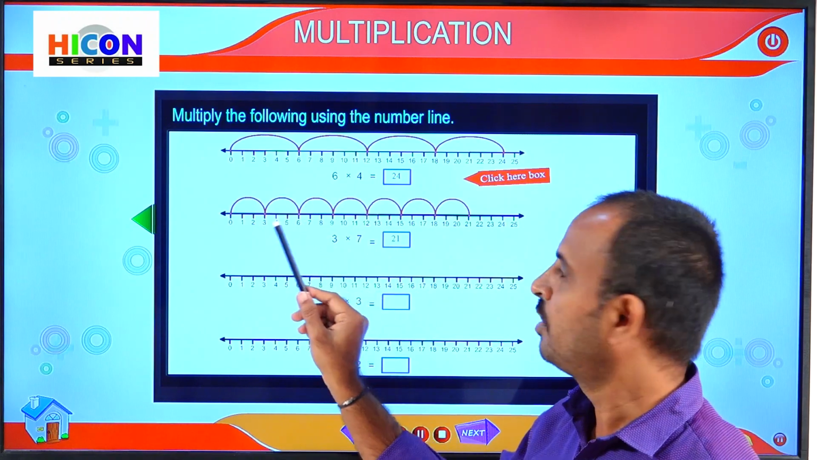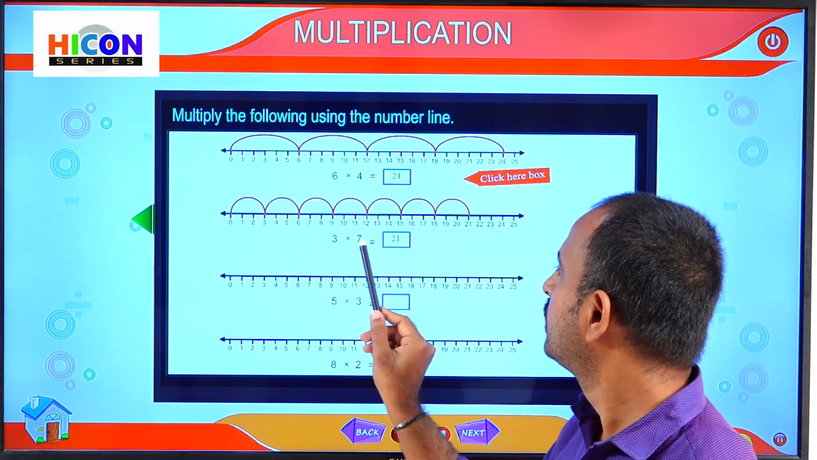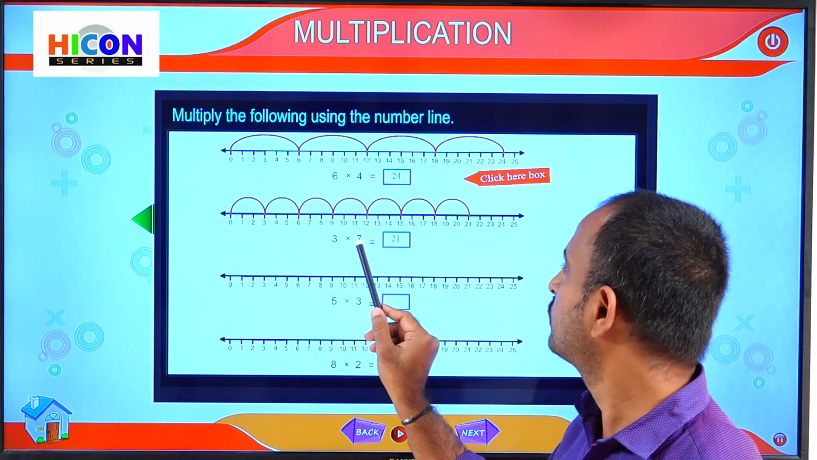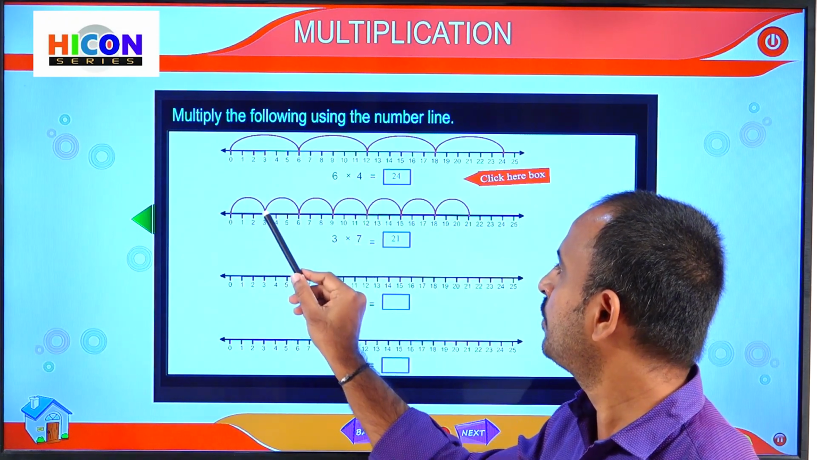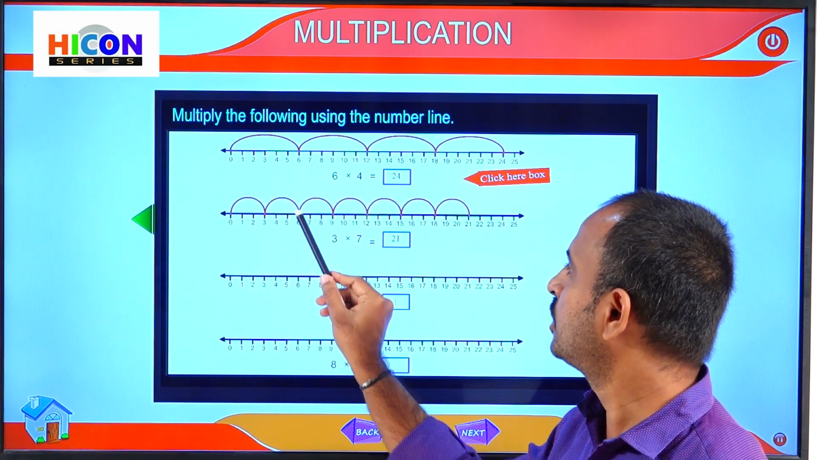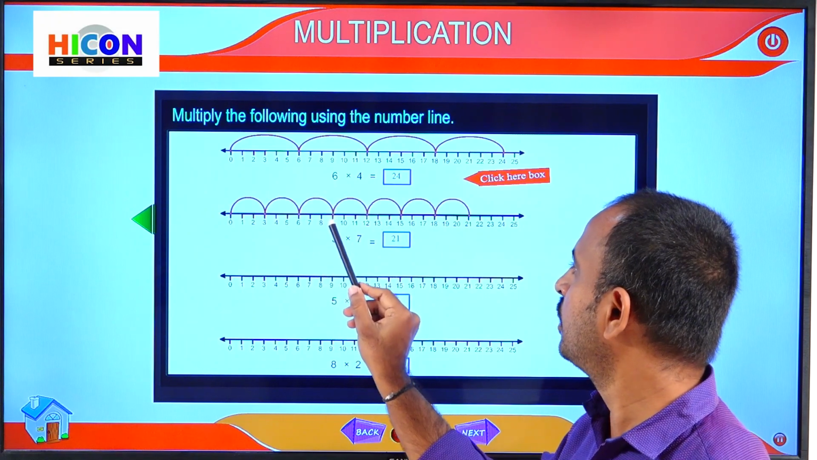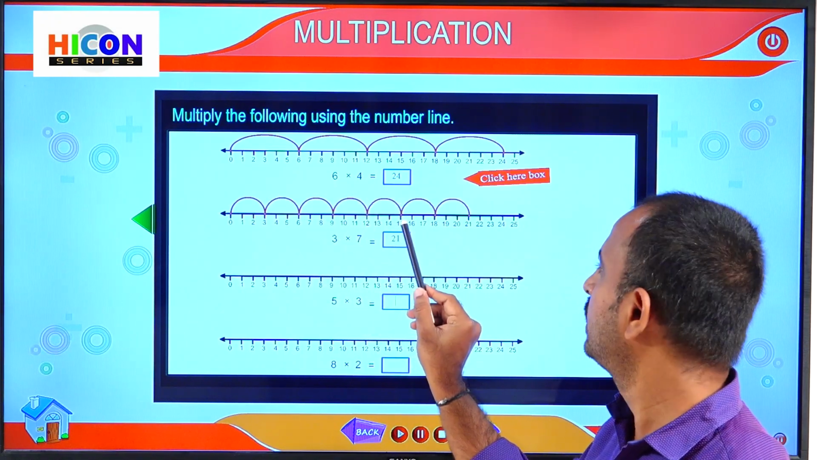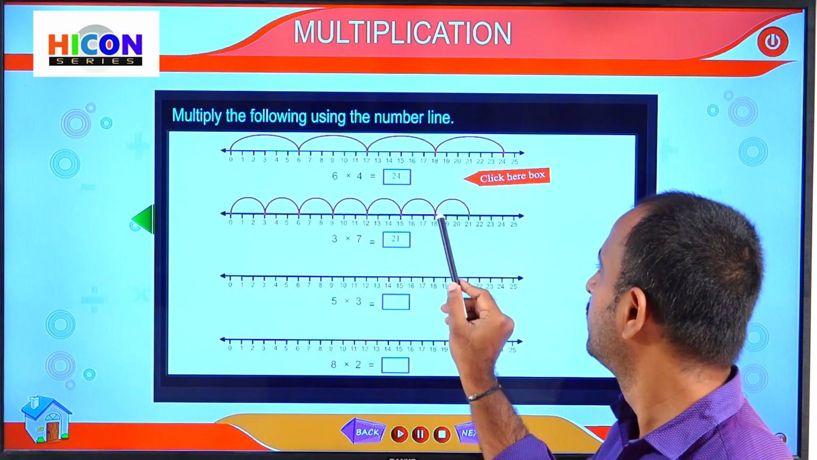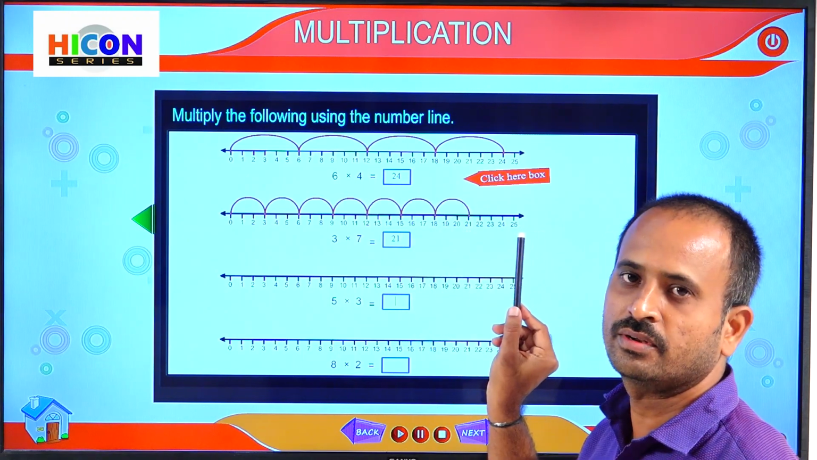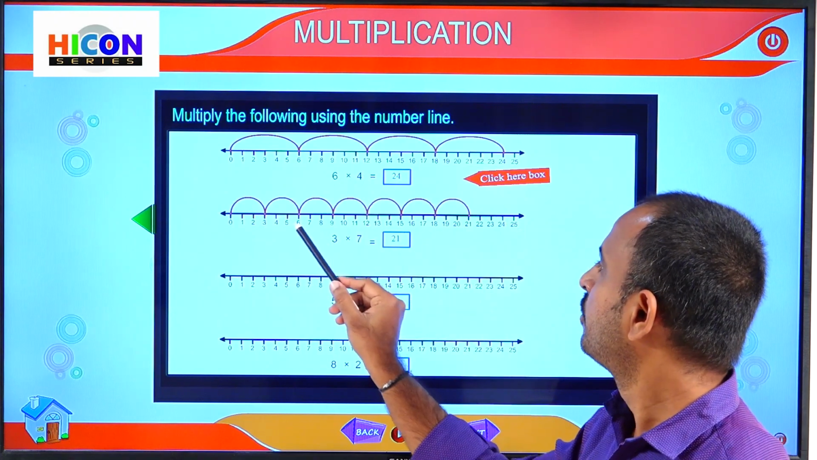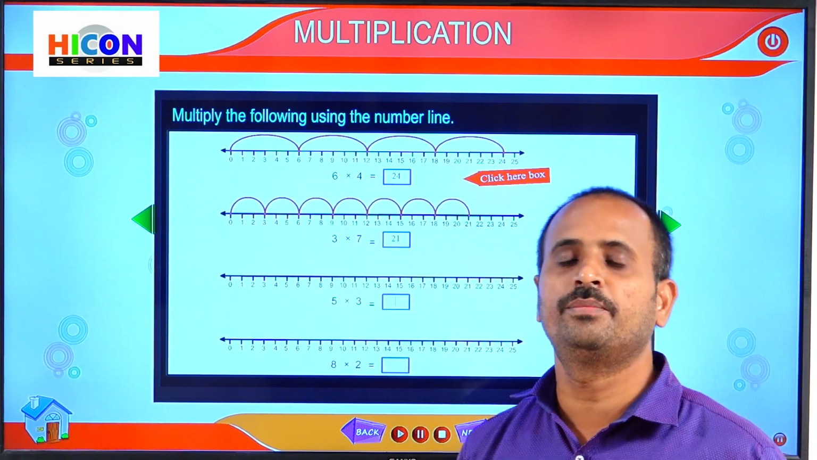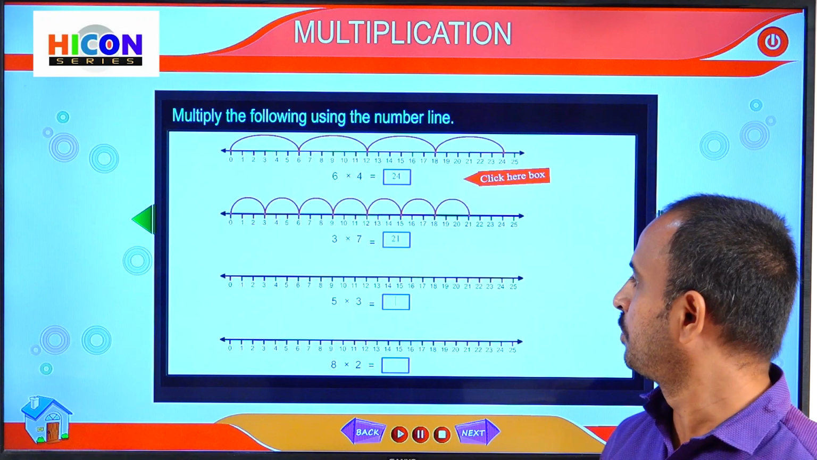So see, children, how we have moved the 7 steps. The second number is 7. That's why we have to move 7 steps. So step 1 up to 3, step 2 up to 6, step 3 up to 9, step 4 up to 12, step 5 up to 15, step 6 up to 18, step 7 up to 21. So children, in this way, we have to do the multiplication on the number line. So again, see the next problem.